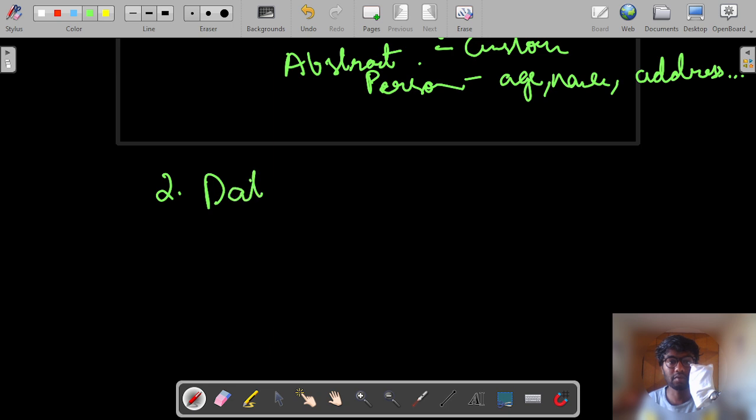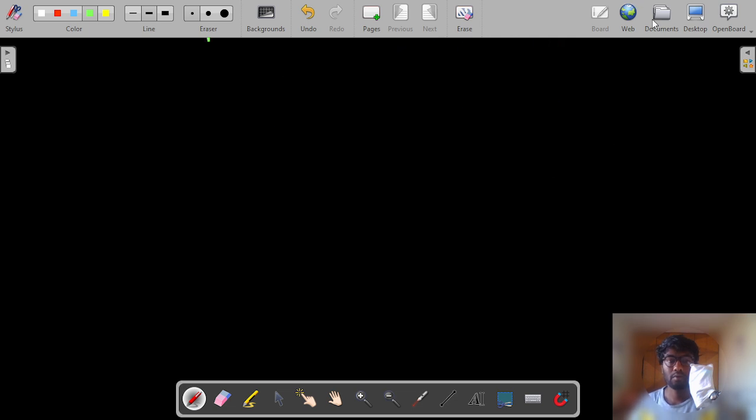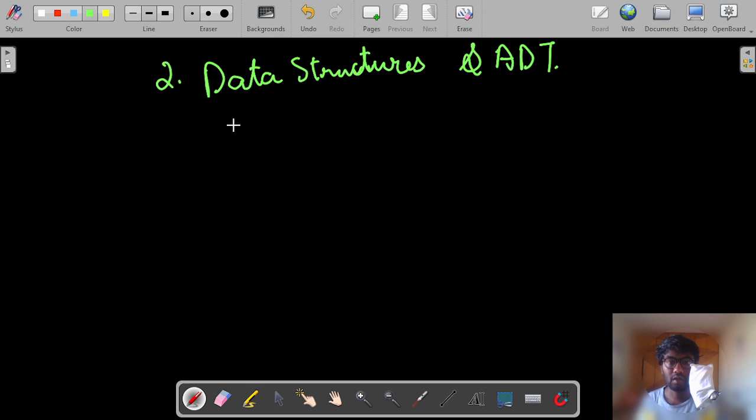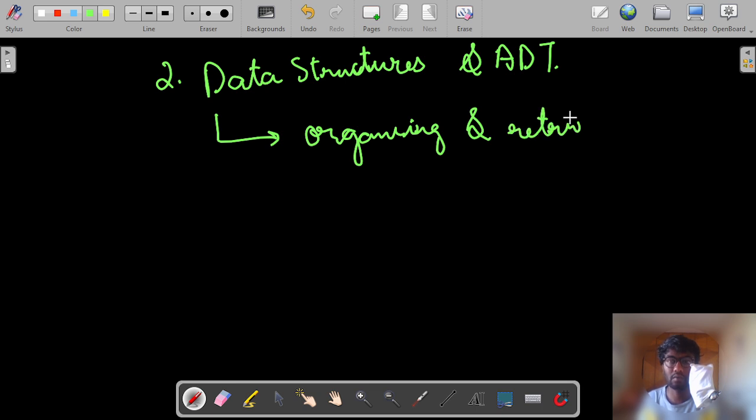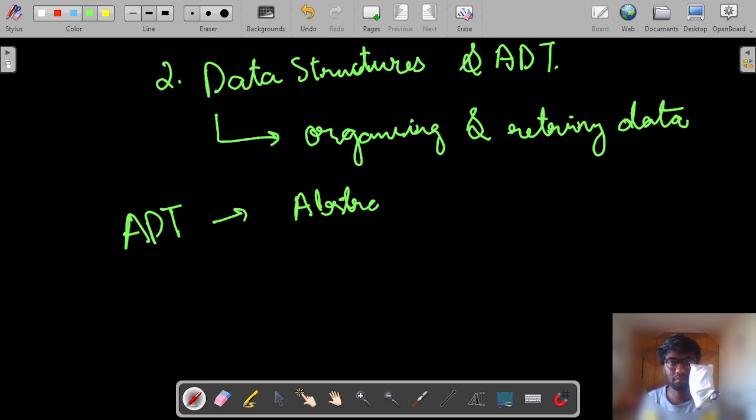And in day 2 we came across data structures and abstract data types. We understood that a data structure is a way of organizing and retrieving data. And ADT stands for abstract data types.